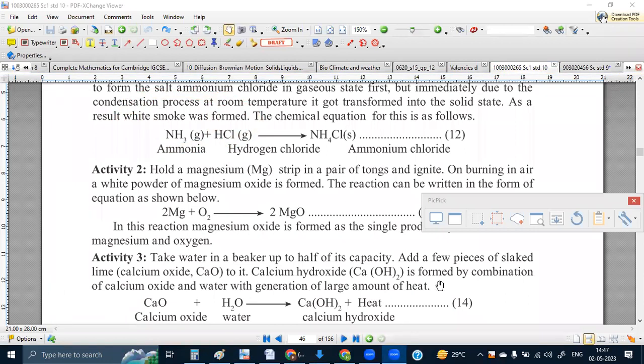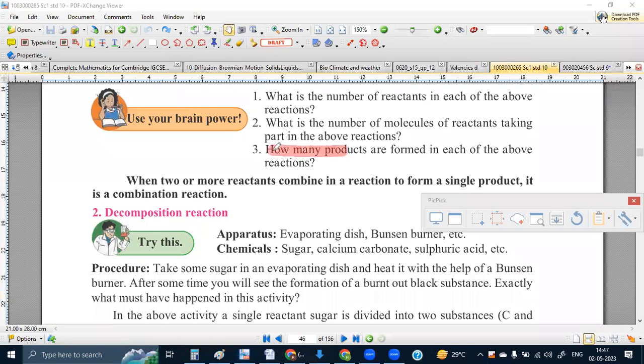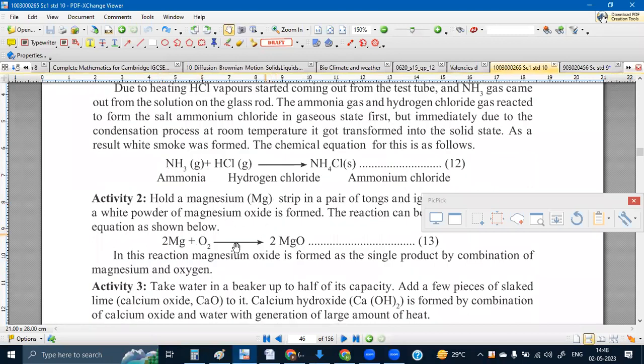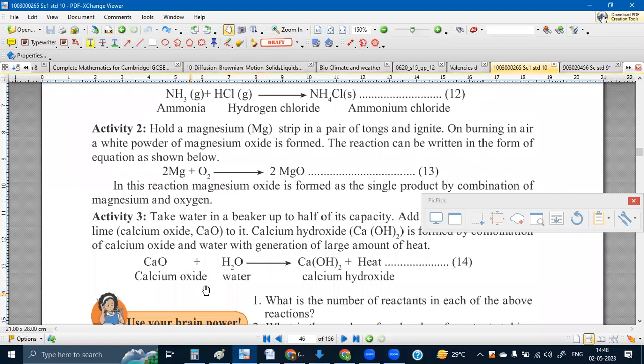Okay. The next question, the third question that we are taking over here, is how many products are formed in each of the above reactions? They have not asked product molecules. They have asked how many products. I'm also going to ask you how many product molecules are there. On the right hand side, you can see there is NH4Cl. So only one substance is formed. Here also only one substance is formed. Here in this reaction also there is only one substance formed.